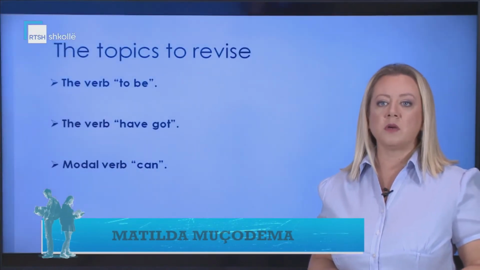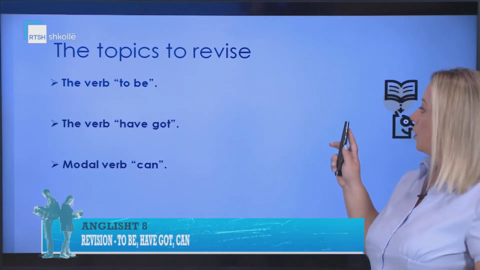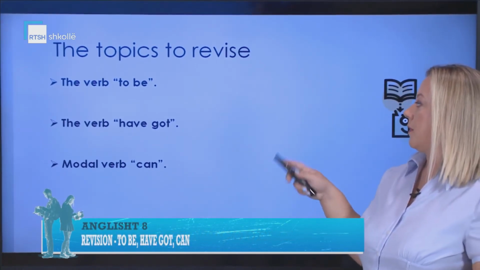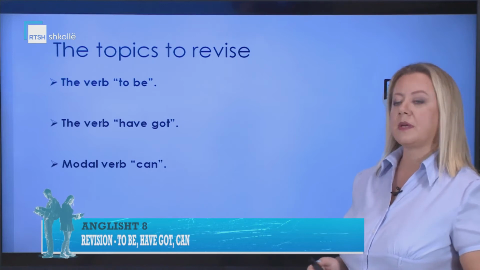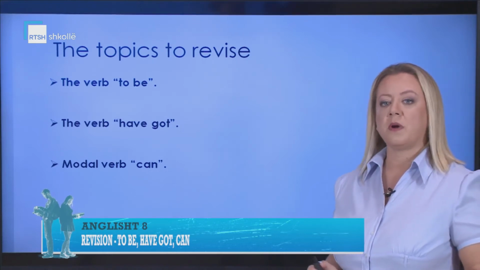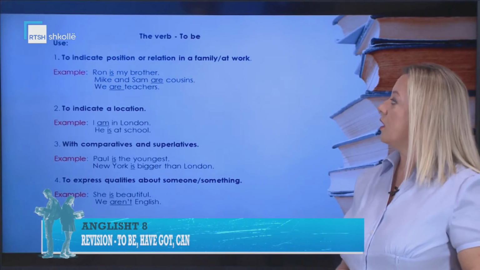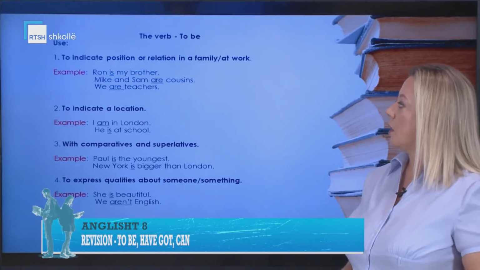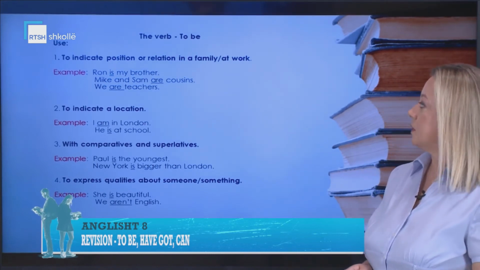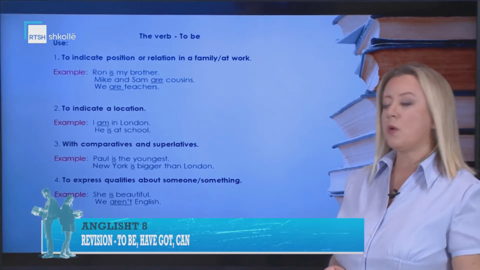Today, what are we going to revise? The verb to be, the verb have got, and the modal verb can. Let's start with them one by one. When do we use the verb to be? We use it to indicate a position or relation in a family or at work.